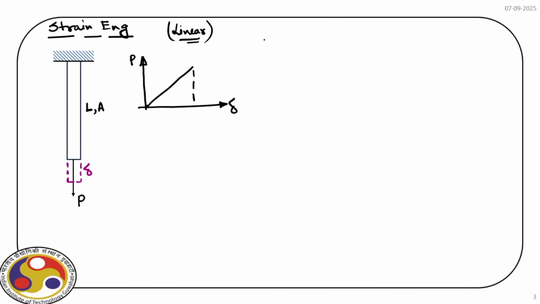Now, for this example, if we find out what is the stress applied, it is the P load acting over a cross section. So we can define the stress. We can also define strain, which is sigma divided by Young's modulus. And in place of sigma, we can write P. So it is P divided by AE.